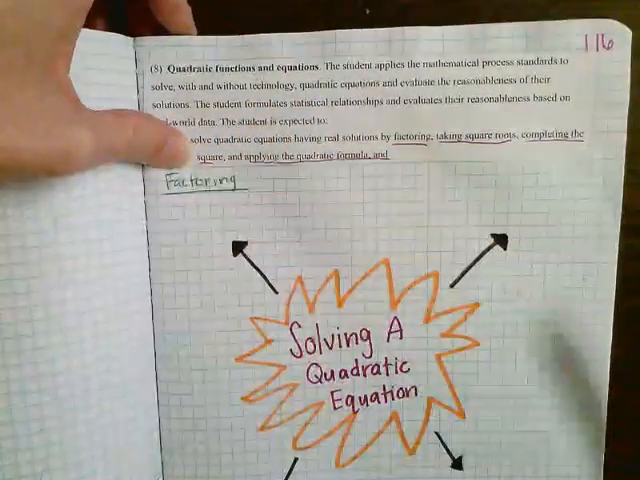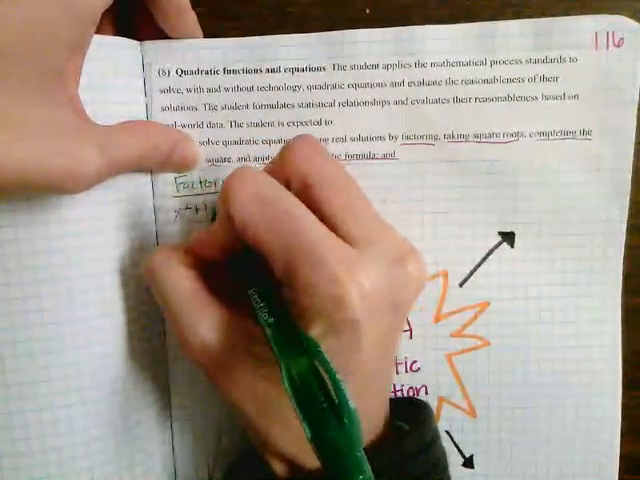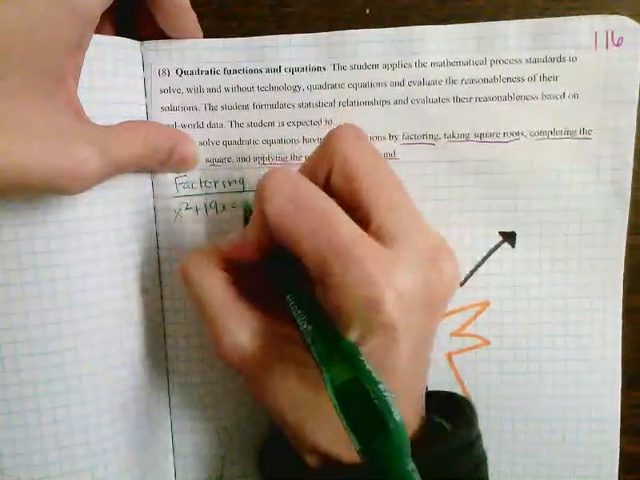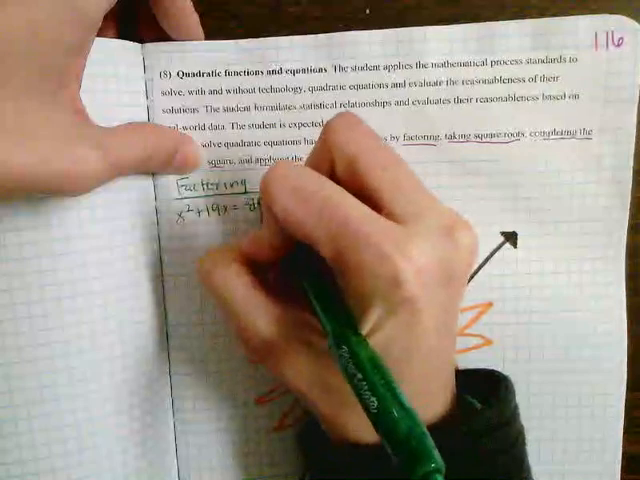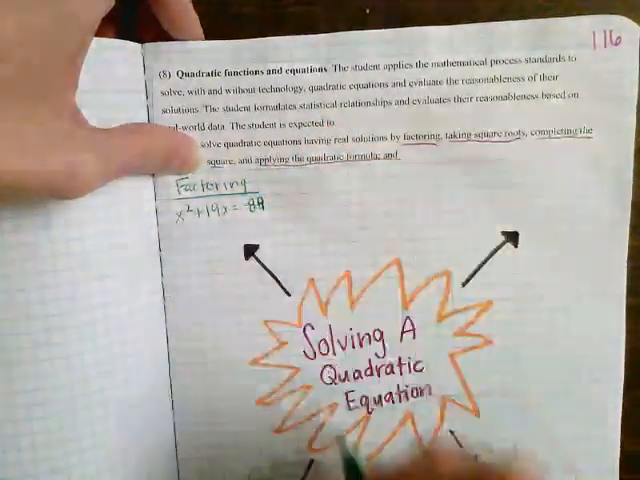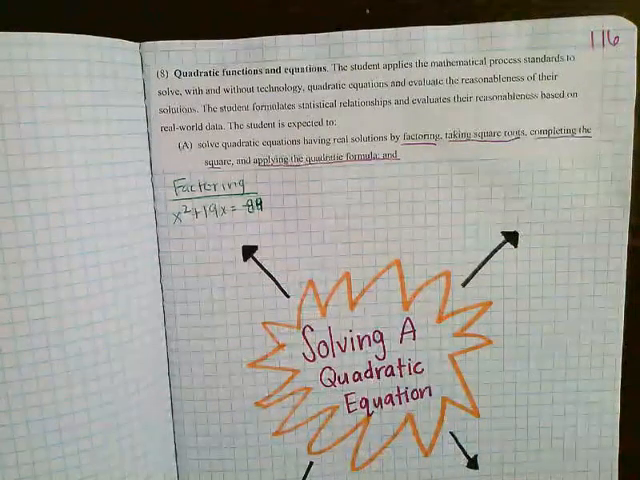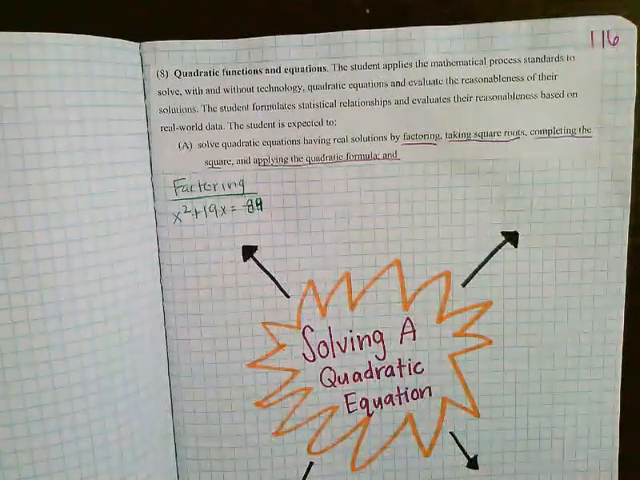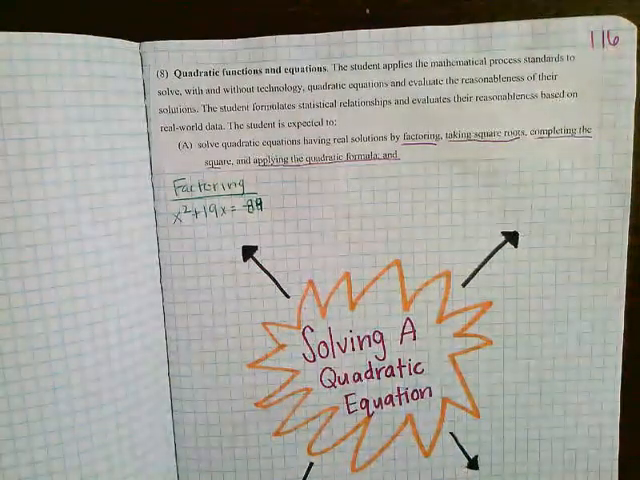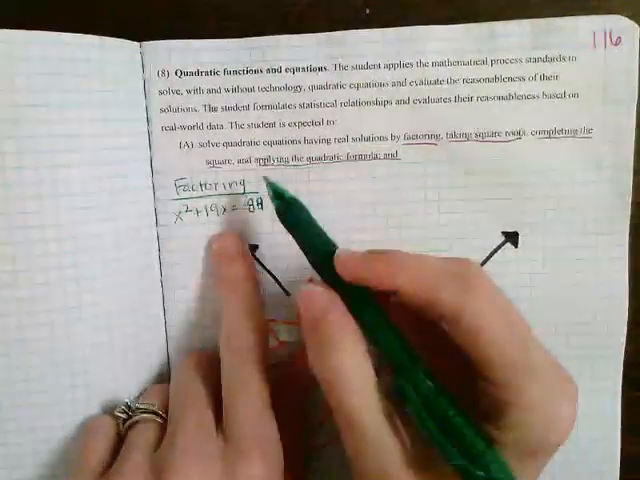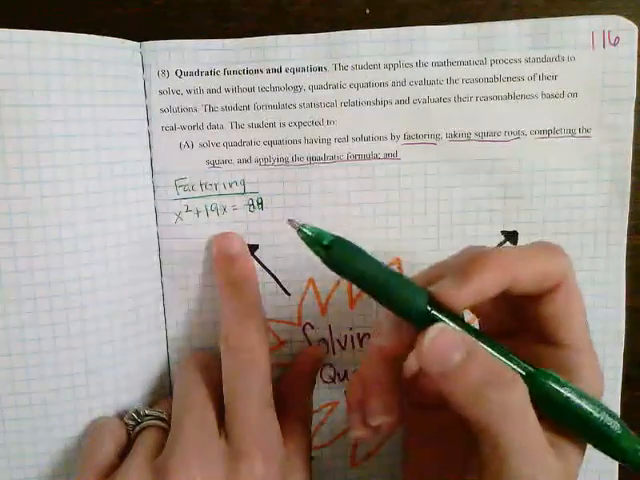Here's an example of factoring. So x squared plus 19x equals negative 84. What we've been doing with polynomials and quadratics, with polynomials especially, has been polynomial expressions. So now we've changed it to an equation, meaning that it has an equal sign. So we're going to be solving.